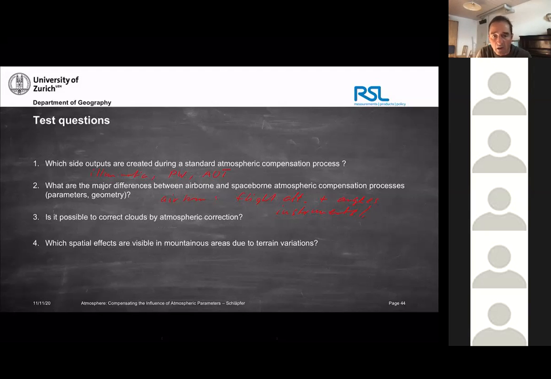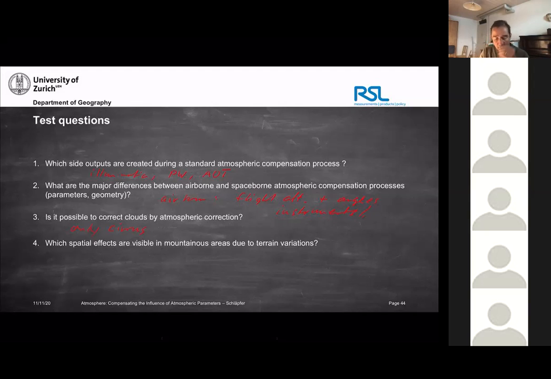Is it possible to correct clouds by atmospheric correction, get rid of clouds? Well, you have seen cirrus is working, but other clouds are too thick. You could think in the infrared you can see through clouds, you know that maybe, but that's not done.